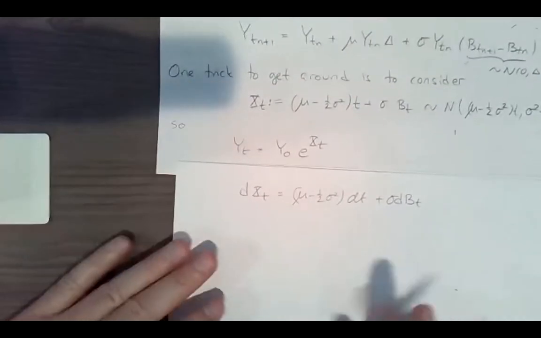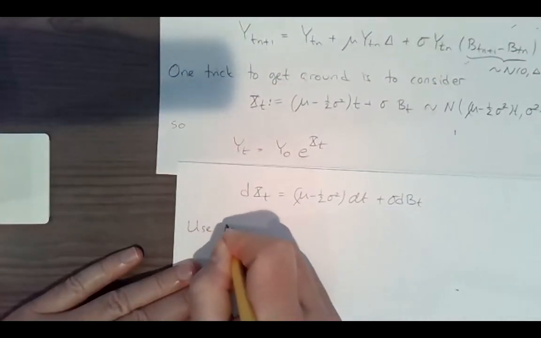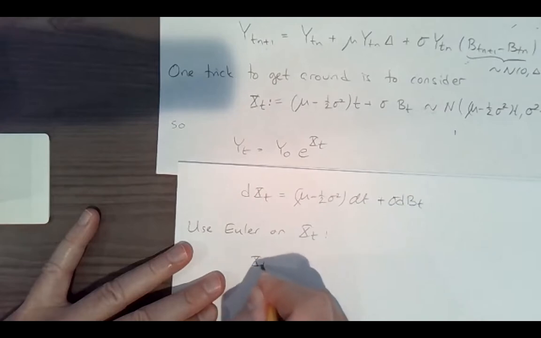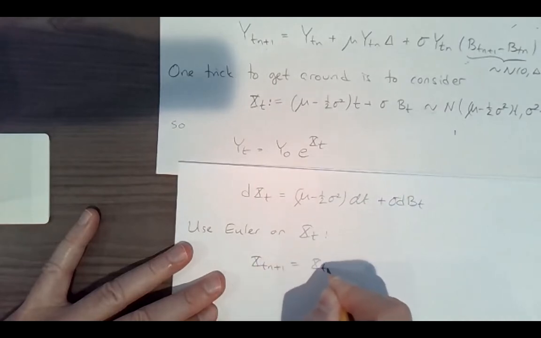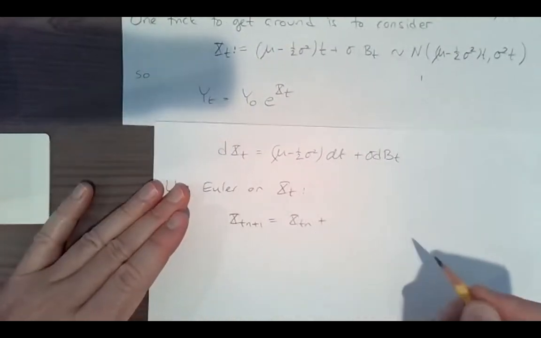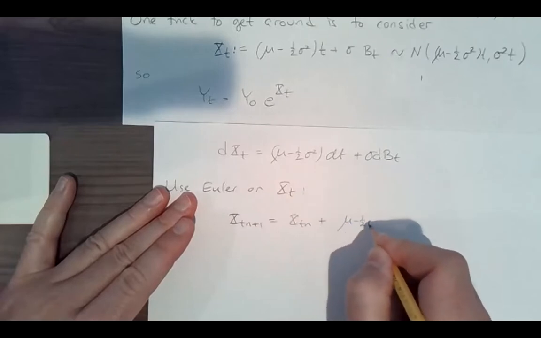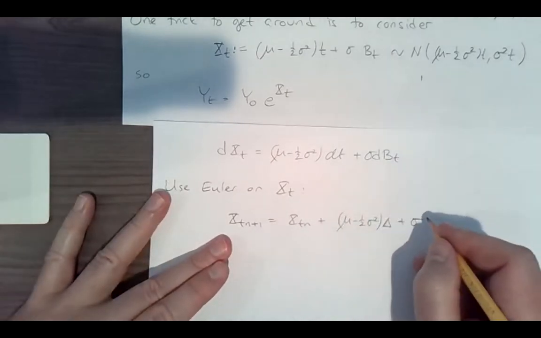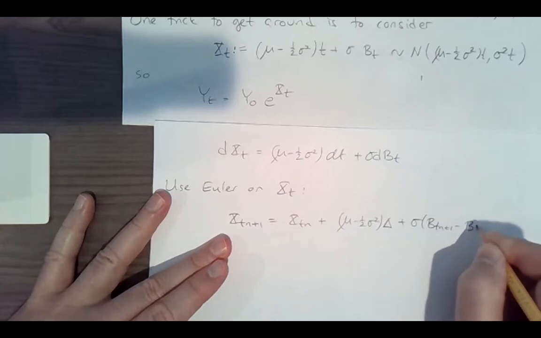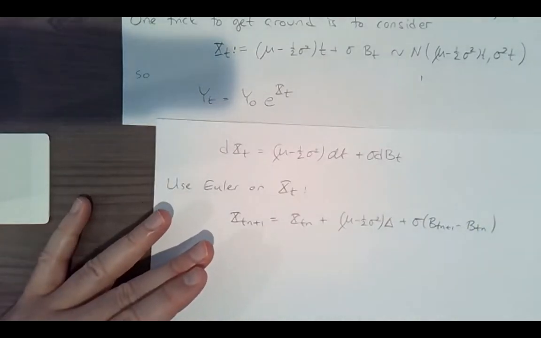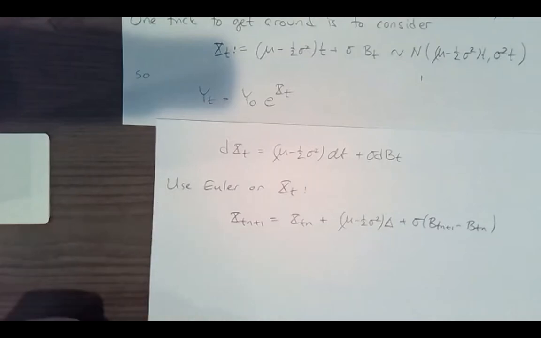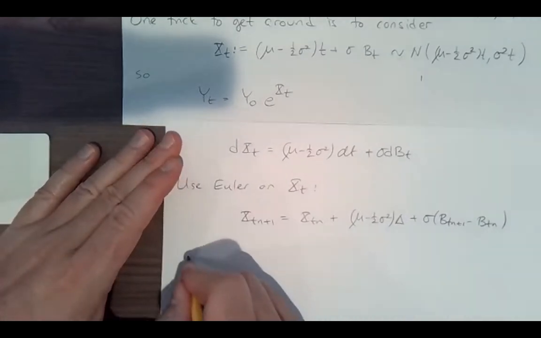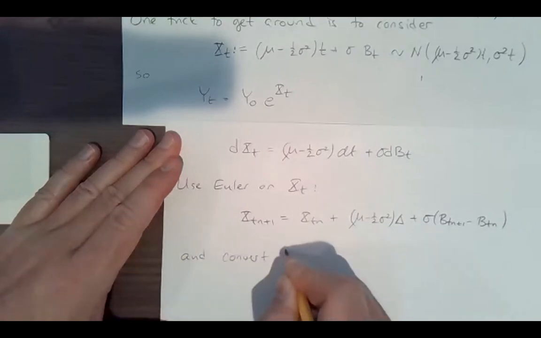And then you can use Euler on x. Now use Euler on xt. Right, so then you'll get that xt n plus one is equal to xt n plus mu minus 1/2 sigma squared times delta plus sigma, and then the Brownian motion increment, btn plus one minus btn. So now we can simulate a path of x, and then convert to y.